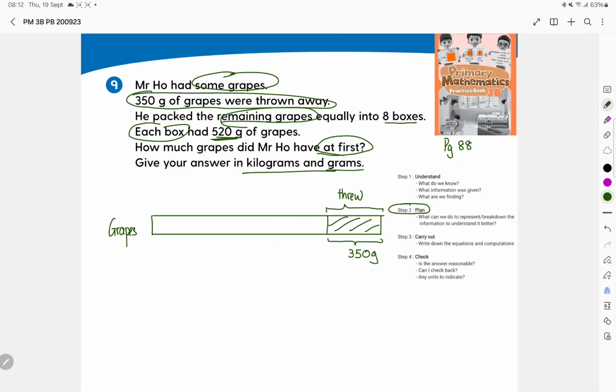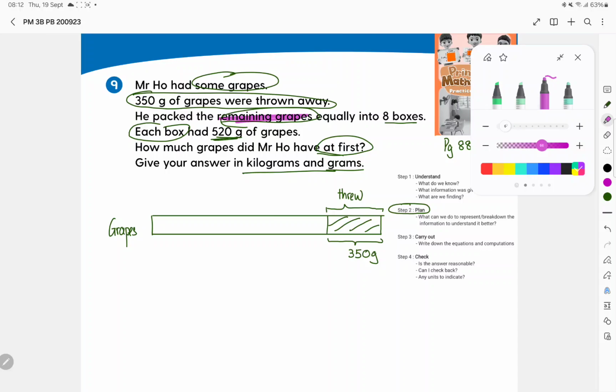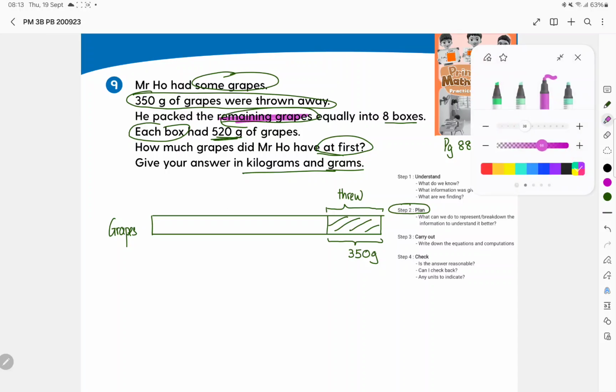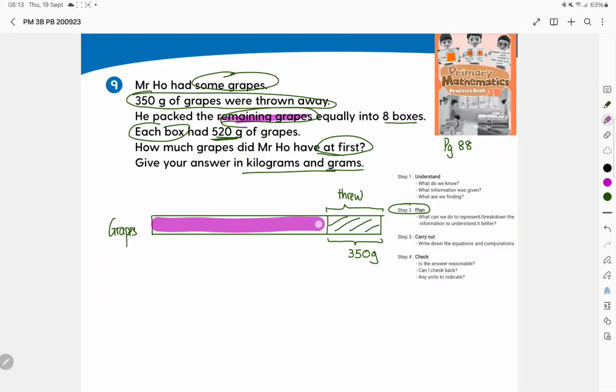Then thereafter, where's the remaining? Now we have to find where the remaining grapes are after he threw this away. Whatever is here will be the remaining grapes. Let me highlight the remaining. Let me use a bigger width. Okay, this will be the remaining grapes.